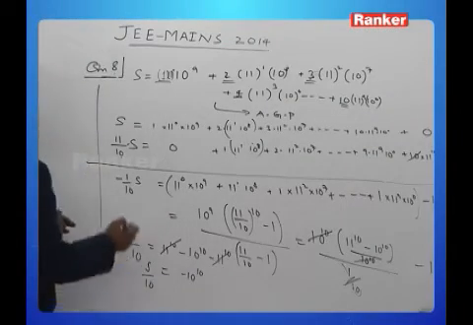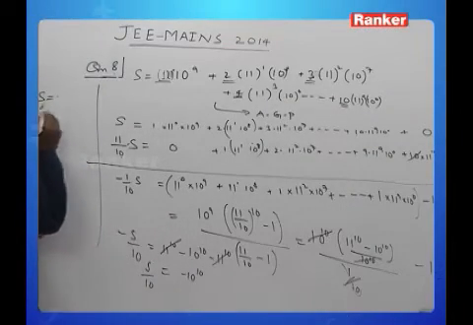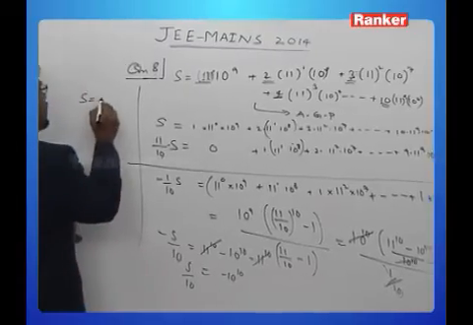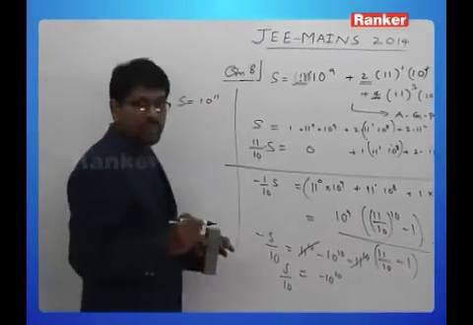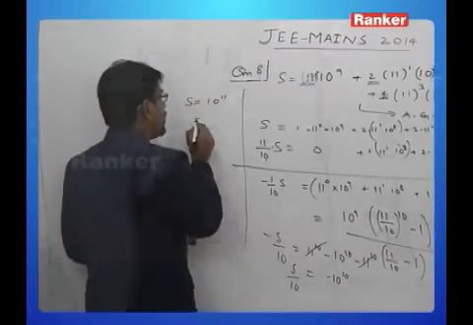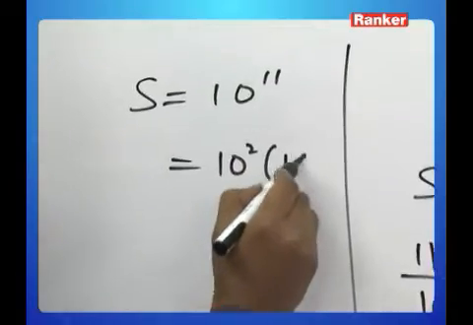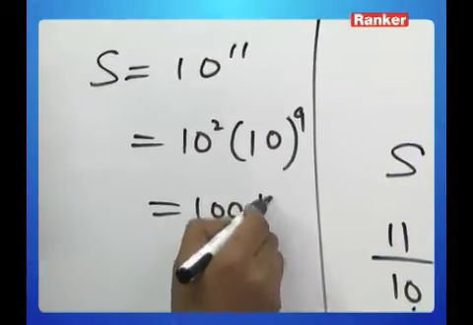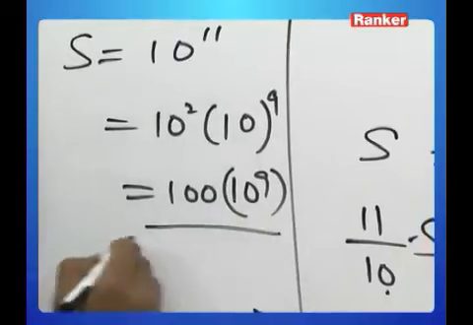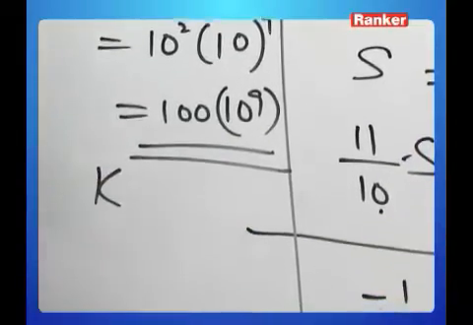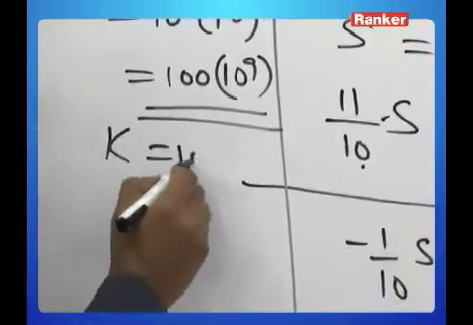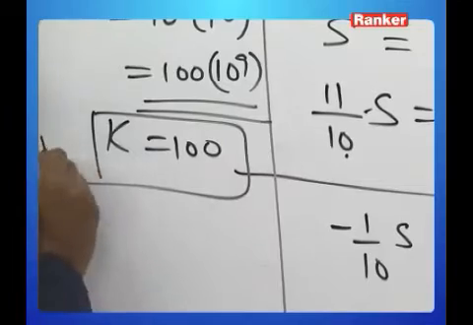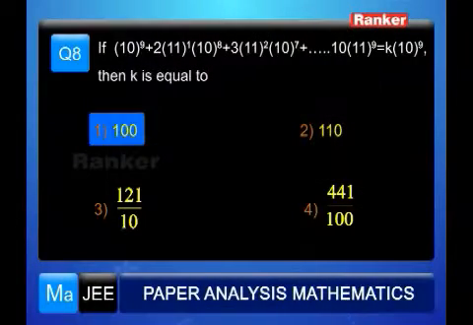What is S then? Clearly S is equal to 10 power 11, and that's clearly 10 square into 10 power 9. So that is 100 into 10 power 9. That's what you wanted. So K is 100. Therefore the right option is 1. Option 1 is the right answer.